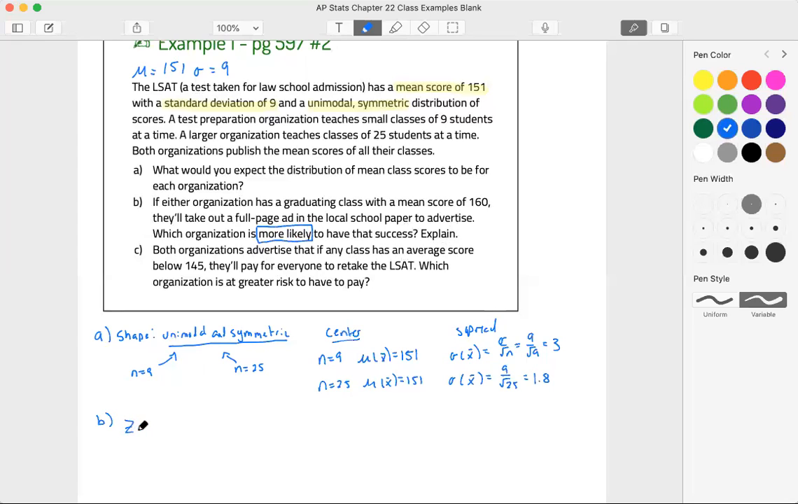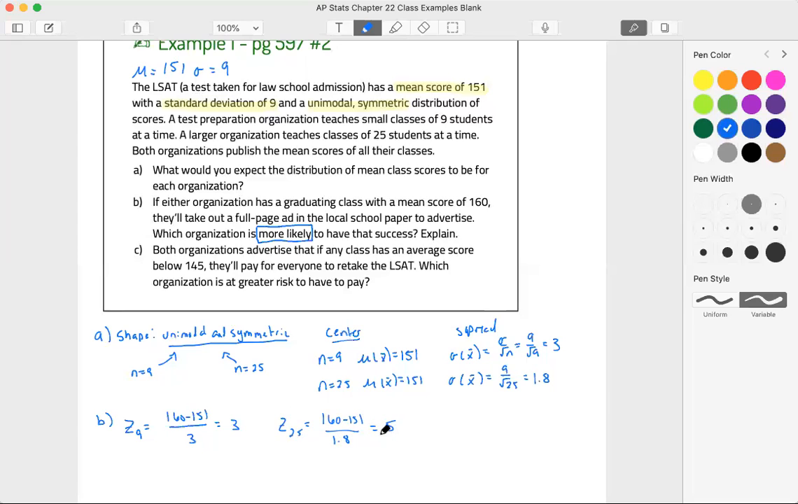So let's find the z-score for the class of 9, and that's going to be 160 minus 151 divided by its standard error, or standard deviation, which is going to be 3. And when I do that, I'm going to get 3 standard deviations. And then when I find the z-score for the 25 class, I'm going to get 160 minus 151 divided by 1.8, and I'm going to get a z-score of 5.